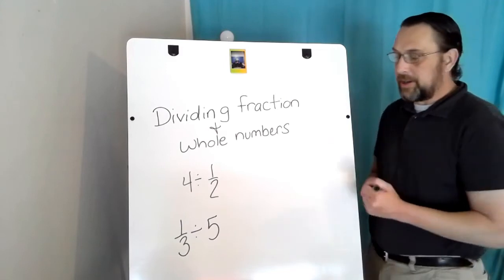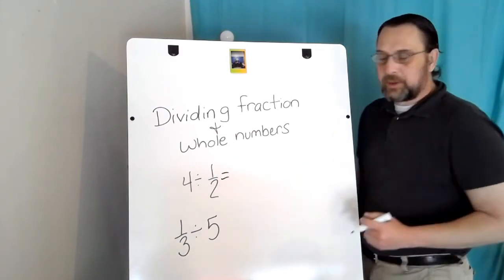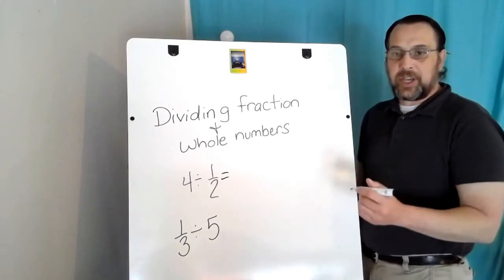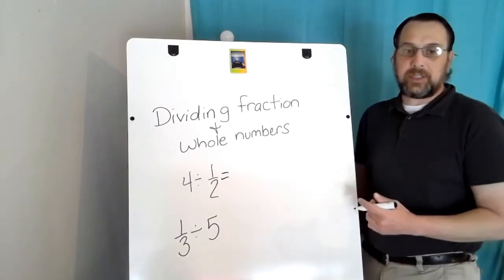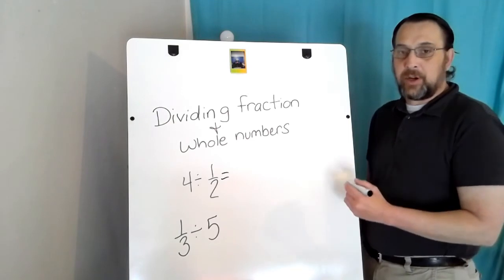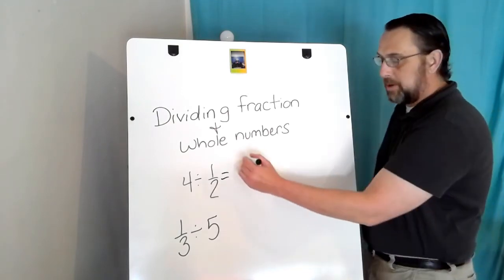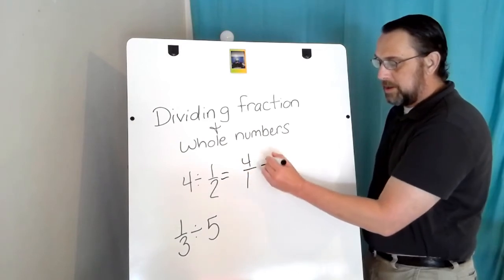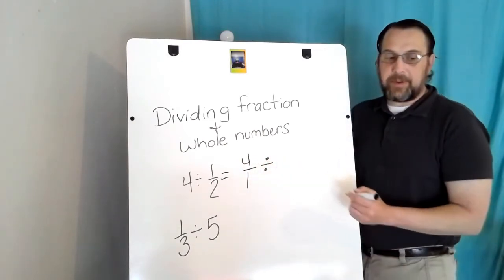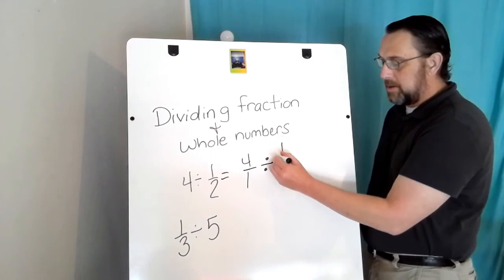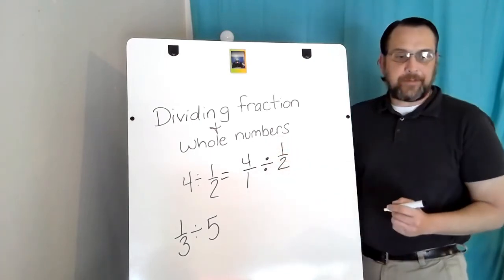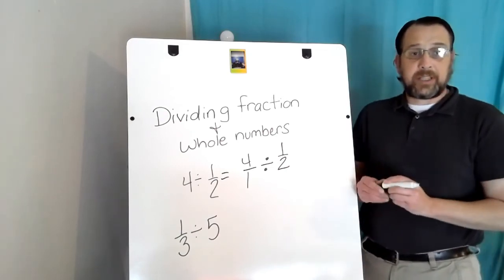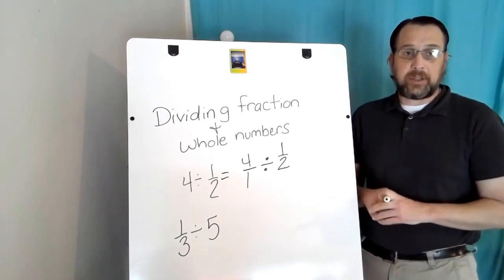Let's get started. Just like with multiplying fractions and whole numbers, I'm going to change the whole number into a fraction. I'm going to do that by putting a 1 underneath the whole number. 4 over 1 divided by 1/2.